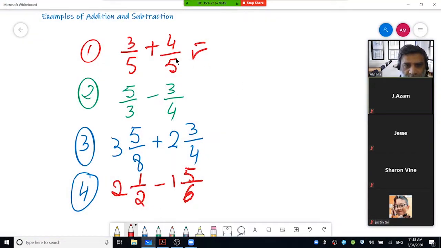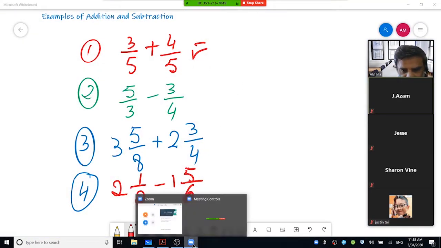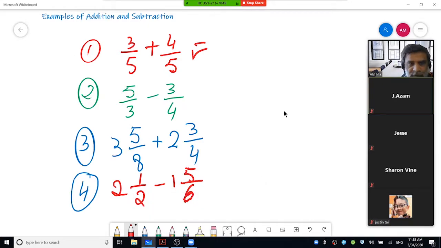So it is because this thing is equal, the denominators are equal. Therefore, we would just add and it would be 7 over 5. That's easy. Let's do the second question, and because it's in green, let me take the green color.